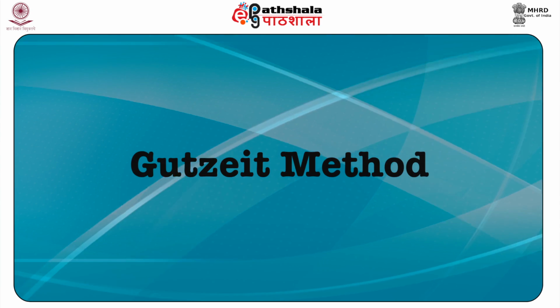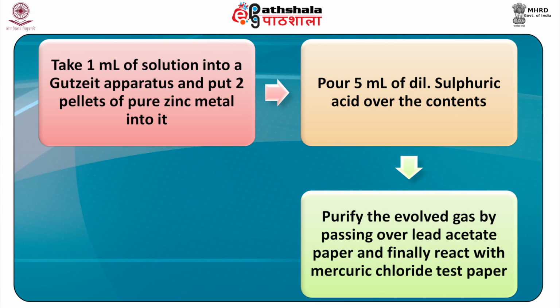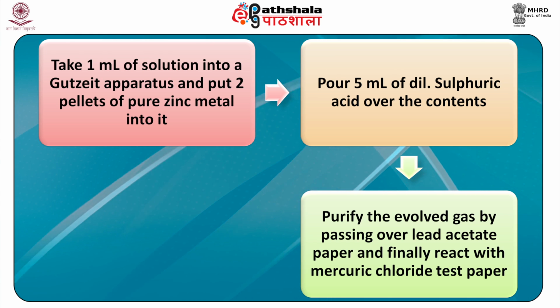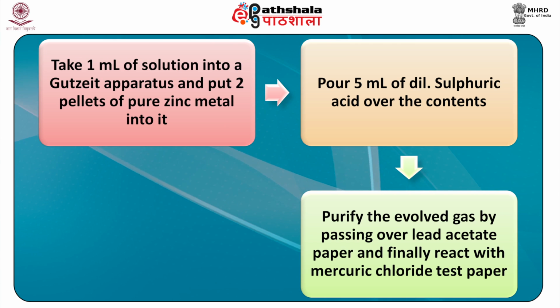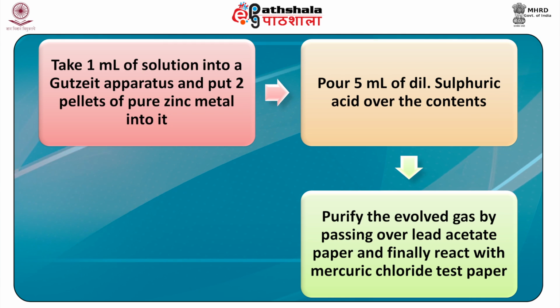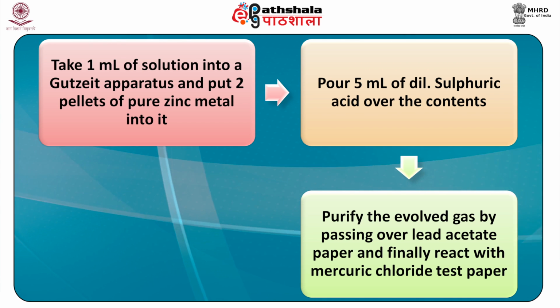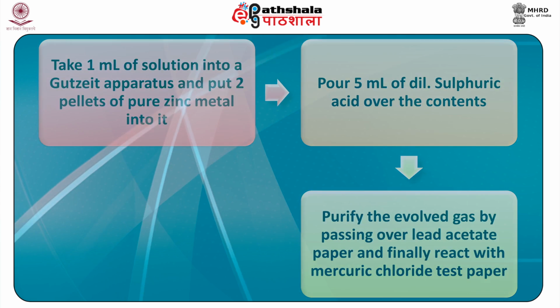Next is the Reinsch method. The solution obtained from the wet digestion process is tested by this method. 1 ml of the solution is taken into a Gutzeit apparatus. 2 pellets of pure zinc metal are put into it. 5 ml of dilute sulfuric acid is poured over the contents. The evolved gas is purified by passing over lead acetate paper so as to absorb the hydrogen sulfide gas and is reacted finally with mercuric chloride test paper.